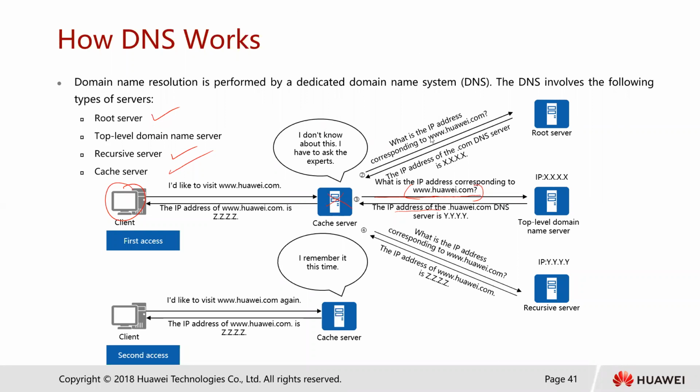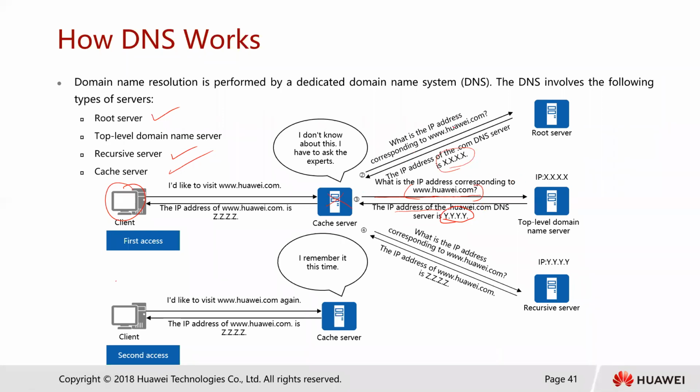And then this guy will respond and say, the IP address to the server of Huawei.com is that. Kindly forward that to that guy. And then also maybe, if it's consulting the root, they say the IP address to the DNS server is this, if it doesn't have the IP address of Huawei.